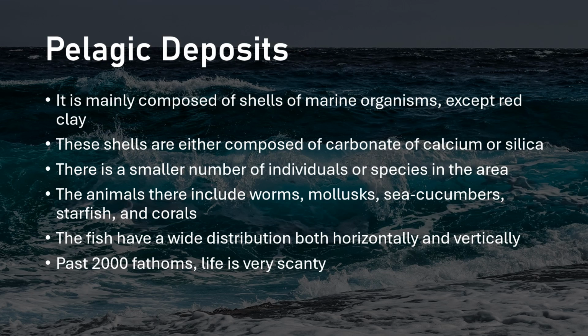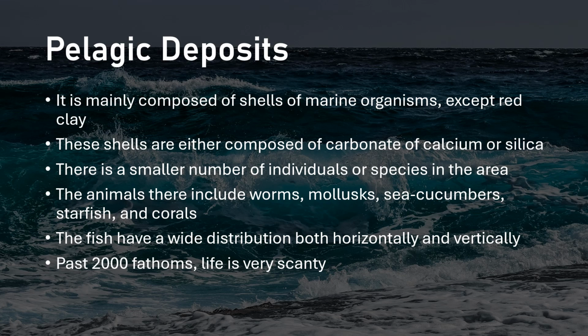Pelagic deposits and fauna. They are predominantly composed of the shells of marine organisms. The red clay is, however, an exception to this statement. These shells are composed of either carbonate of calcium or silica. The physical conditions in these areas are remarkably uniform. The temperature is near the freezing point of fresh water and its range does not exceed 7 degrees Fahrenheit.